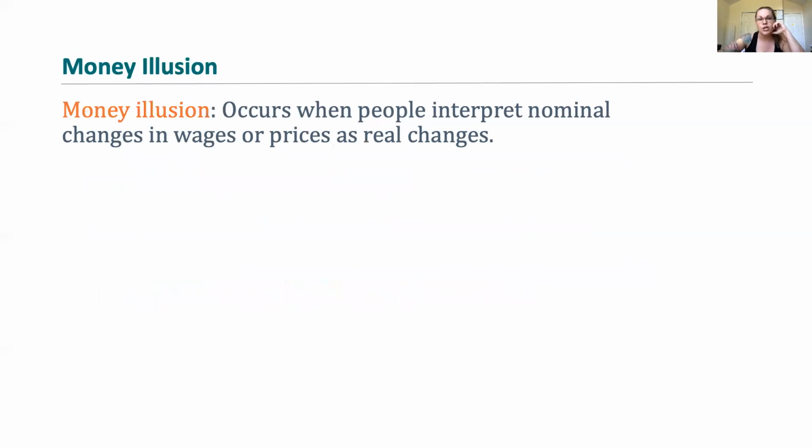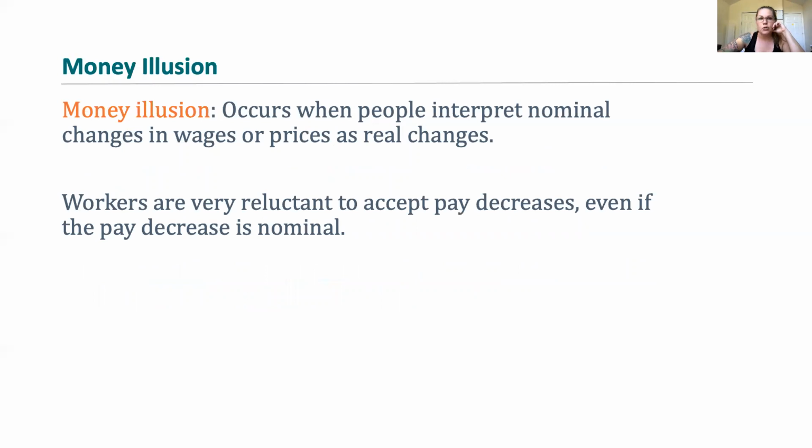The final factor here that we want to talk about is money illusion. Money illusion occurs when people interpret nominal changes, meaning not taking into account changes in price levels, not taking into account inflation, when they see nominal changes and perceive them as real changes.